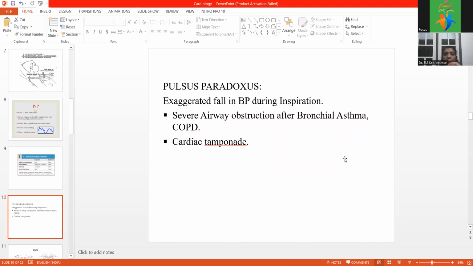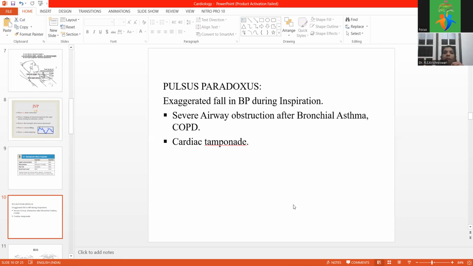Is it not? Here, there is something known as pulsus paradoxus. Very, very important question. Pulsus paradoxus. There is exaggerated fall in BP during inspiration. Normally, as we discussed earlier, BP reduces up to 10 millimeter of mercury during inspiration. But when there is exaggerated fall in BP, that is, when the fall of BP is greater than 10 millimeter of mercury, it is known as pulsus paradoxus. I repeat, pulsus paradoxus: exaggerated fall in BP greater than 10 millimeter of mercury during inspiration.